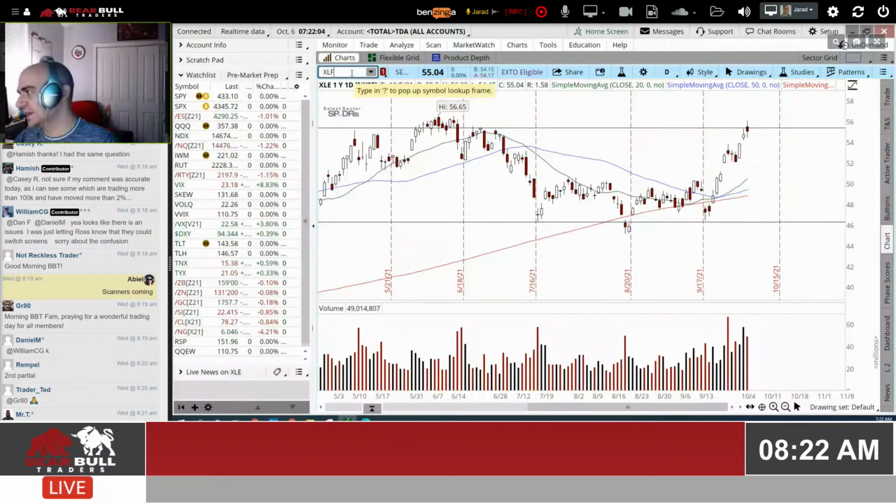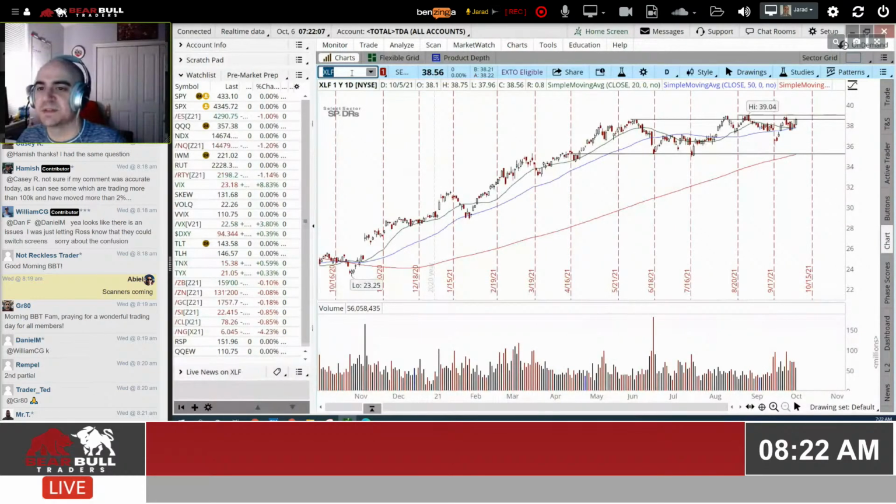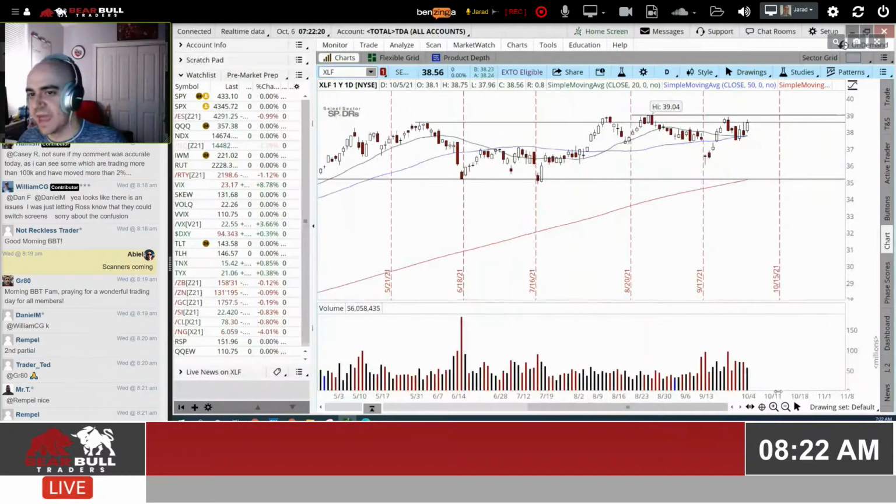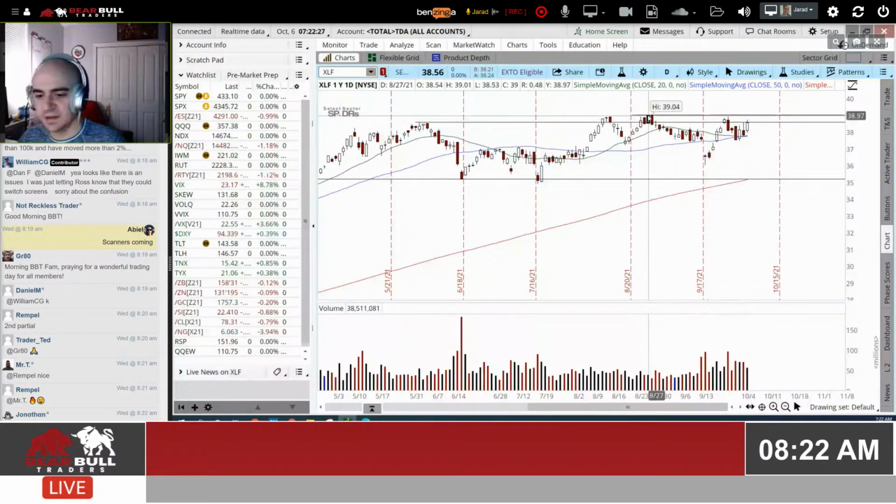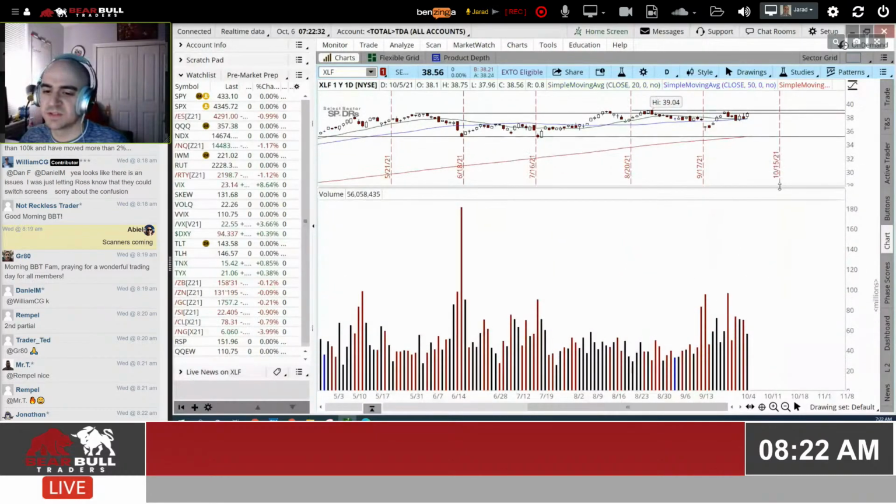XLF, similar idea, as we're starting to test this topside resistance, we are forming bullish structure. And that's of course what we want to see. We have sort of this cup and handle starting to build. And ultimately the confirmation here is either this flag breakout, which we did see a bit yesterday, along with a clearing of previous highs. Would like to see better overall volume occurring in financials.